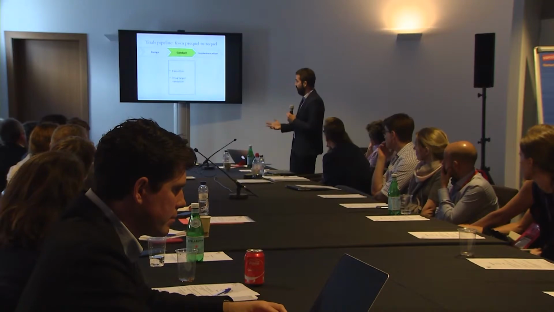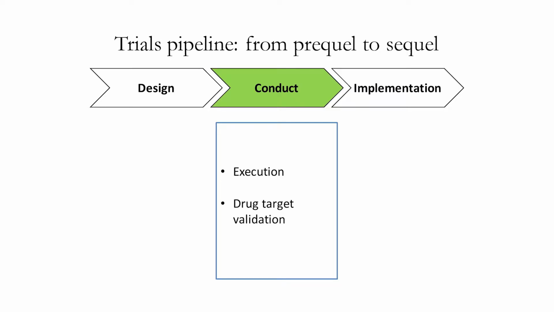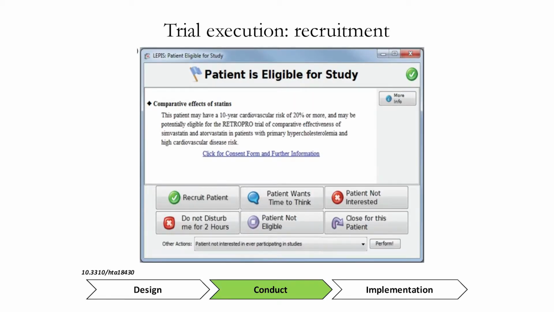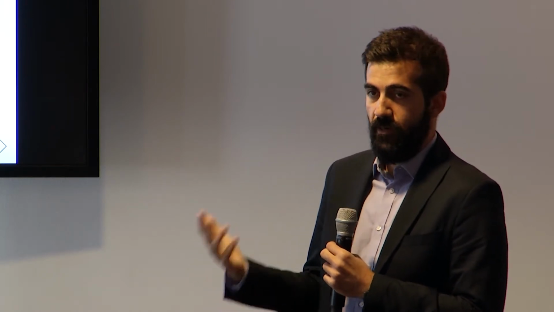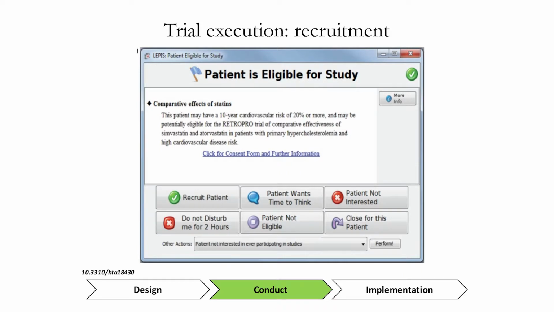So I guess on conduct, there have been many more real, current examples of how EHR can inform the conduct of trials. So execution and drug target validation. On execution, electronic health records are increasingly being used to recruit individuals. So remember the matching of individuals to trial inclusion and exclusion criteria. This is LEPIS. This is a system in the UK to recruit individuals from primary care physician visits. So this is a trial called RetroPro on the comparative effectiveness of simvastatin and atorvastatin in patients with primary hypercholesterolemia.